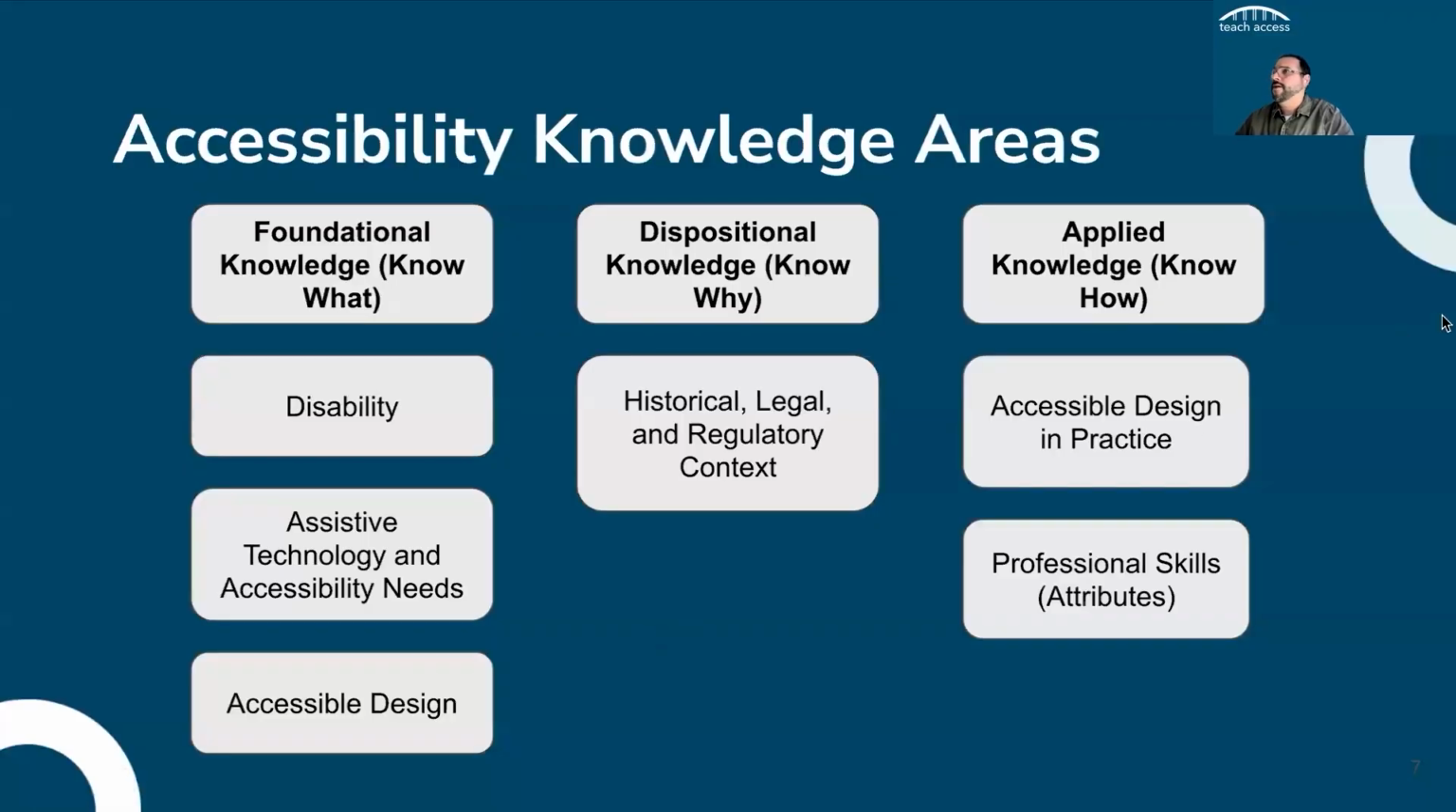So our framework consists of four knowledge areas. The foundational knowledge, or the know-what knowledge, is important and is addressed to all the disciplines. The dispositional knowledge is the know-why: why accessibility is important, why are we doing accessibility. Then the applied knowledge, or the know-how: how are we going to apply these different skills? During this refresh, we added the professional skills or attributes, which are soft skills and durable skills that are also needed when engaging in accessibility work, like communication, teamwork, leadership, etc.